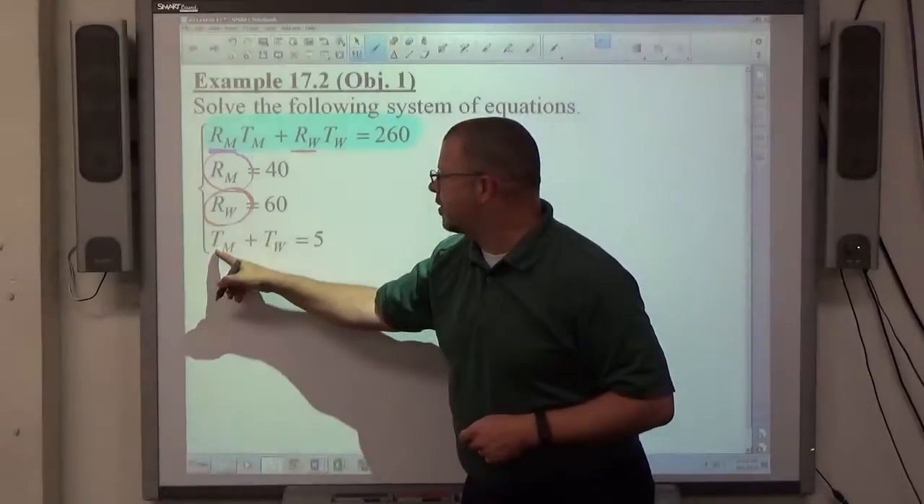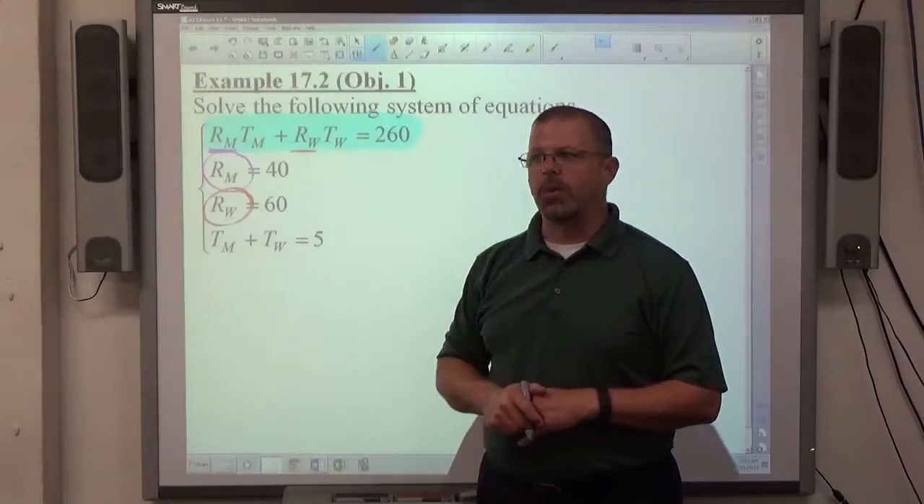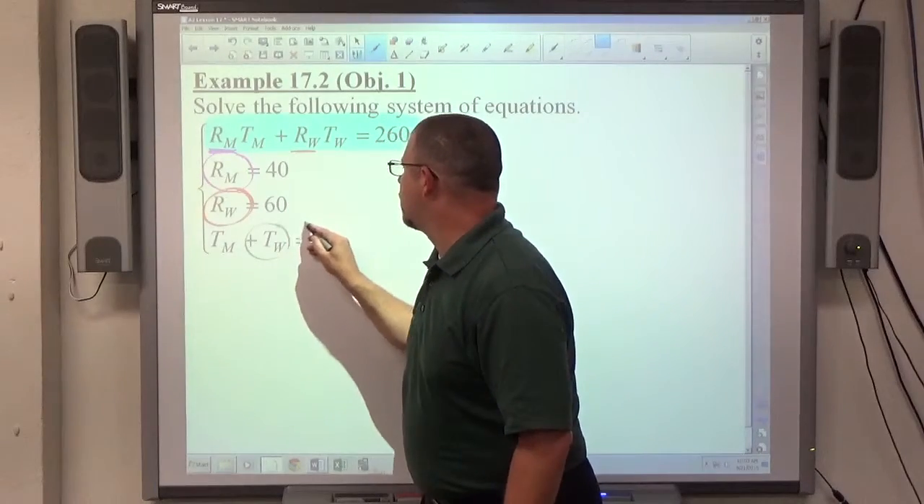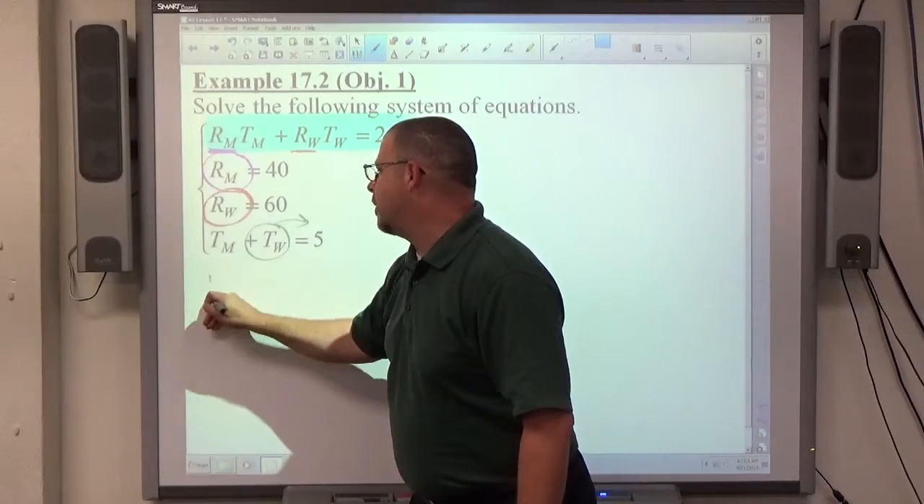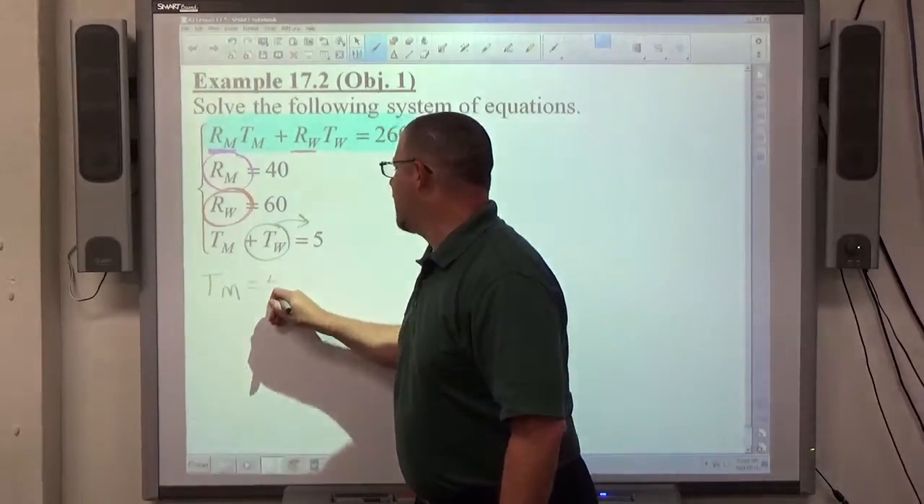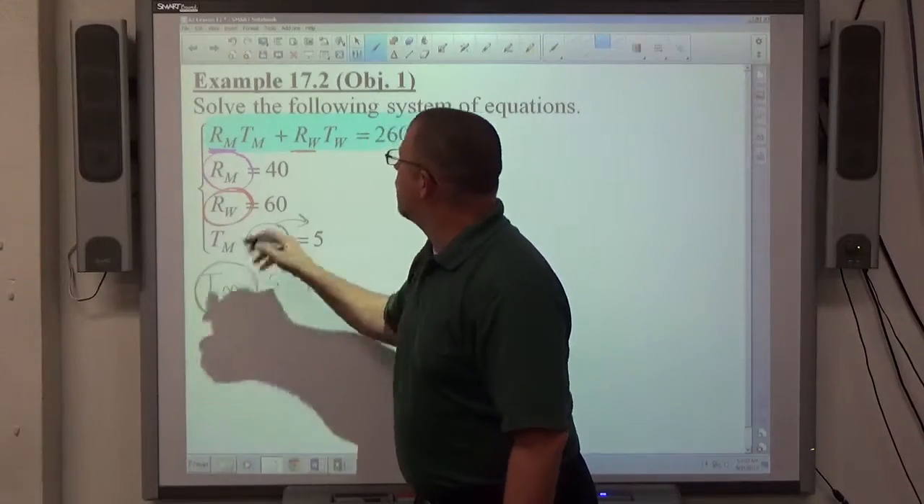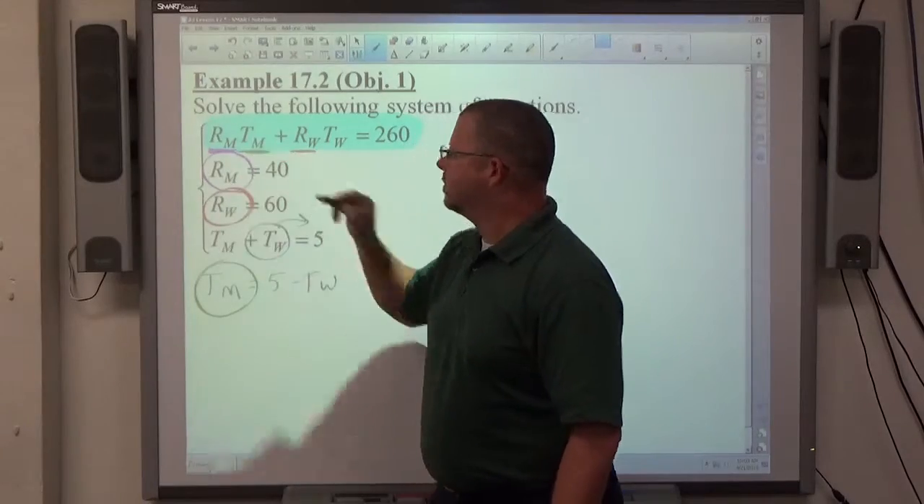I either need to move this one or that one over to the right. It doesn't matter which one. Which one do you want to move? T sub w. Okay, so we want to move the T sub w over to the right-hand side. If I do that, that leaves me with T sub m on the left equals 5 minus T sub w on the right. And again, T sub m, something on the left, equals something else.